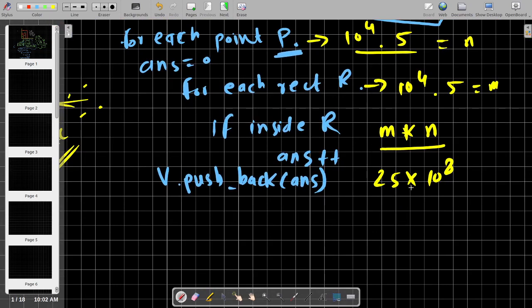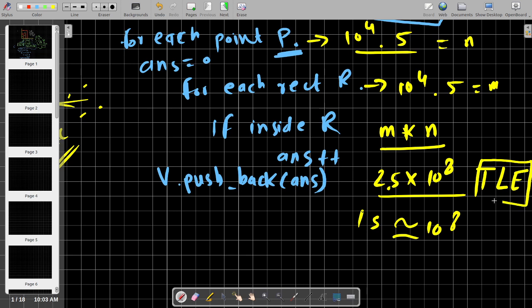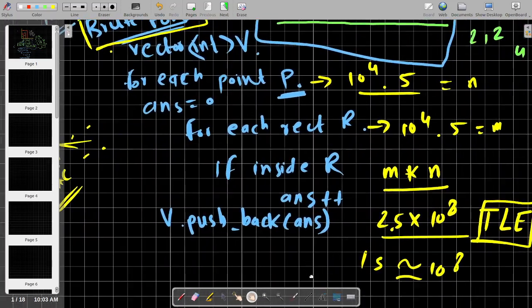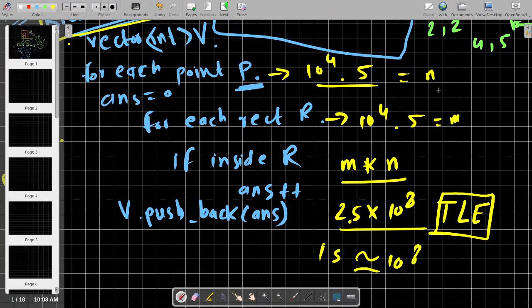Now if you see, this is very large. At most in 1 second approximately 10 raised to 8 operations are allowed, and this is clearly TLE for the given constraints. Obviously it is solvable, but not solvable under the given constraints, right? So what could be our target? Our target would be to keep this loop the same, and reduce this complexity, right?